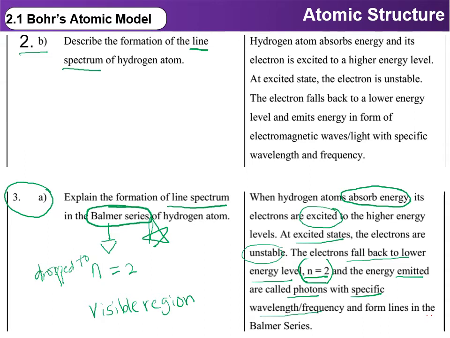So maybe sometimes in the question they may change the Balmer series to the Lyman series. Then you will mention that this is n equal to 1. Or they may not say Lyman series, but let us know it is the UV region. If you know that the UV region refers to the Lyman series, it means the electron will fall to n equal to 1.